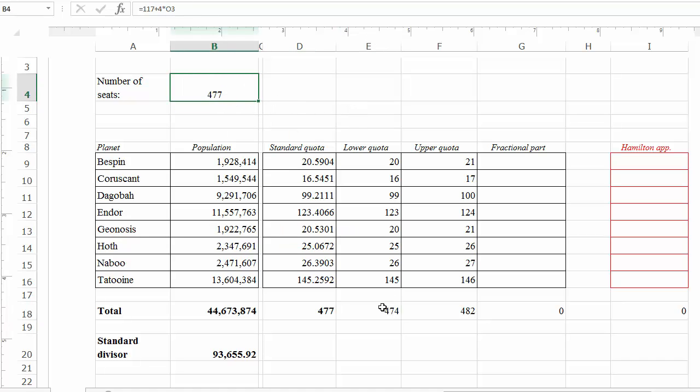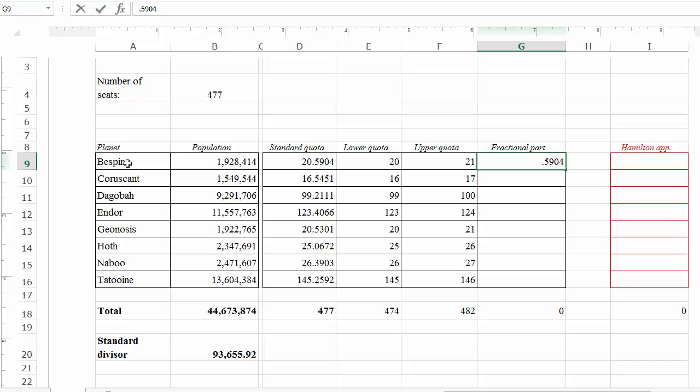But the actual number of seats in our Galactic Senate is 477. So that means we have 3 seats left to give out, and we have to determine how we're going to do that. And Hamilton's method says that we give the seats out based on the fractional part. So for each of the planets, we're going to record their fractional part.